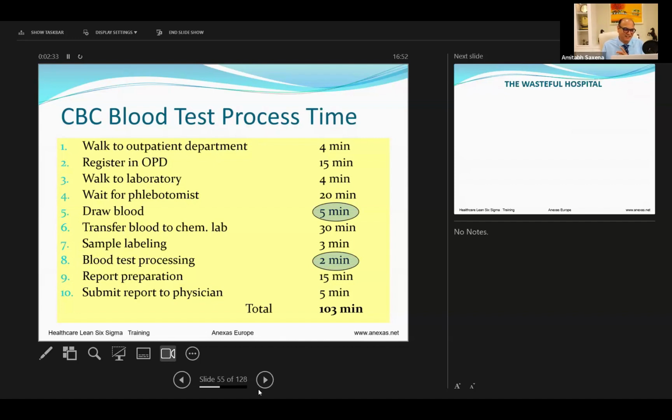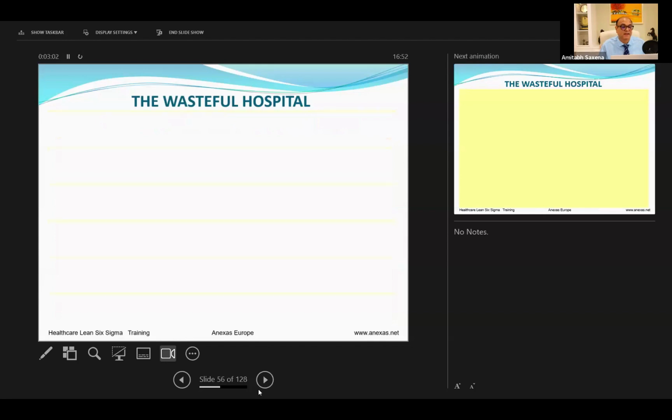Now you may say that you have to register. That is my process, that's your process. But for the patient, it is not a value addition. He wants to know his health status. If you skip this process, he'll be happy. If you don't make him walk to the OPD, he'll be happy. If you don't make him register, he will be happy. And we have removed sometimes even the registration processes in many hospitals.